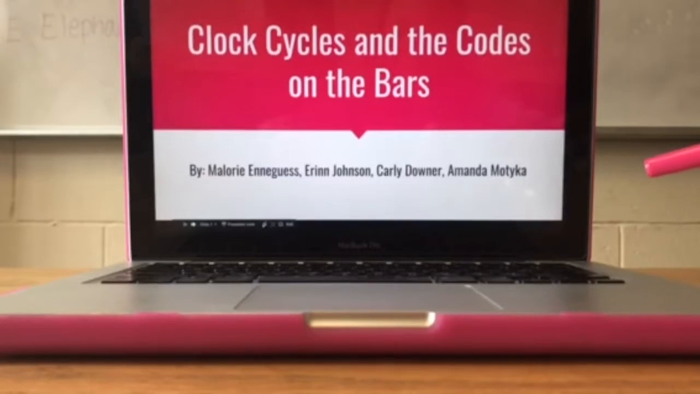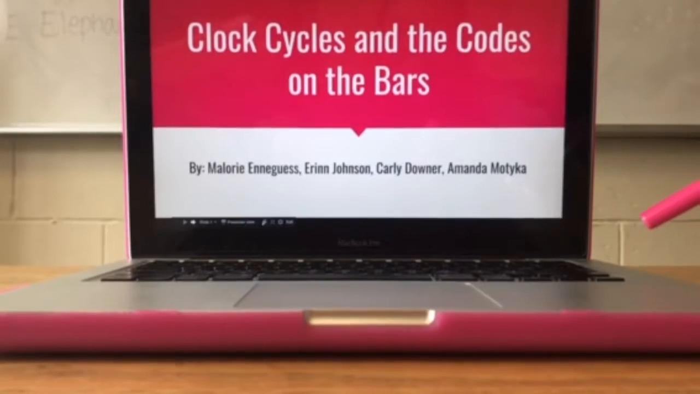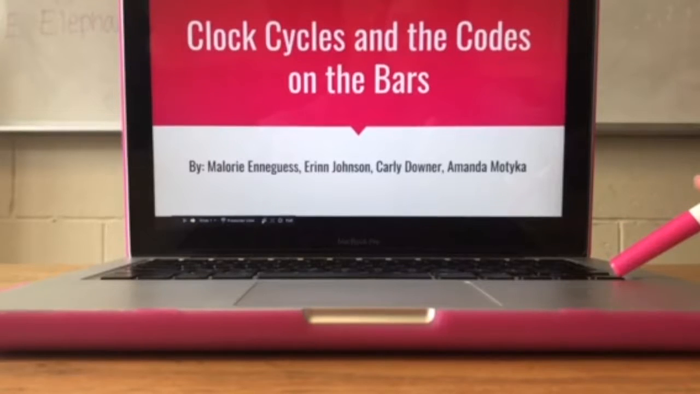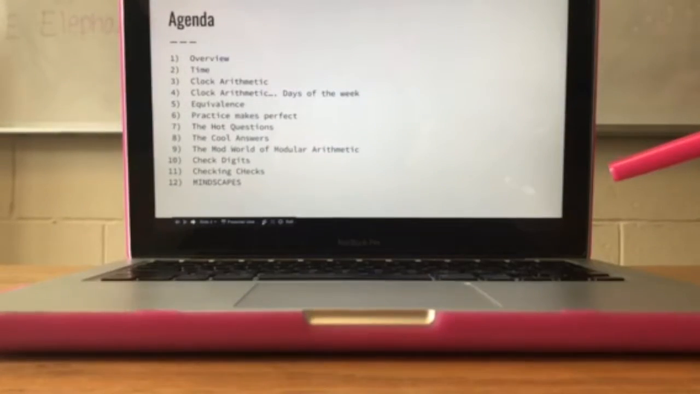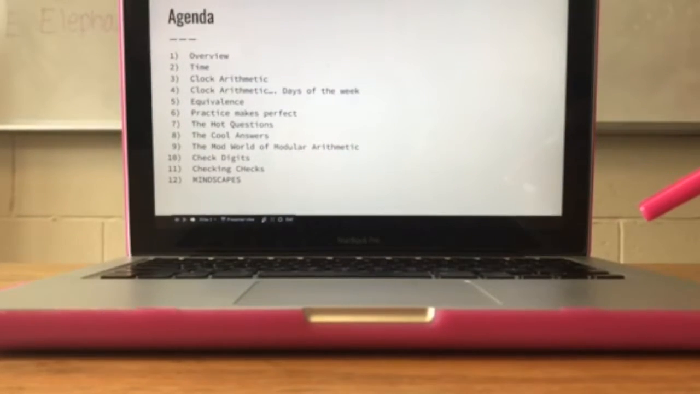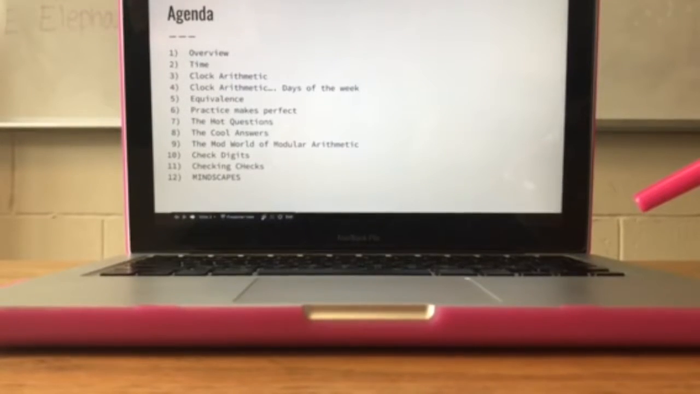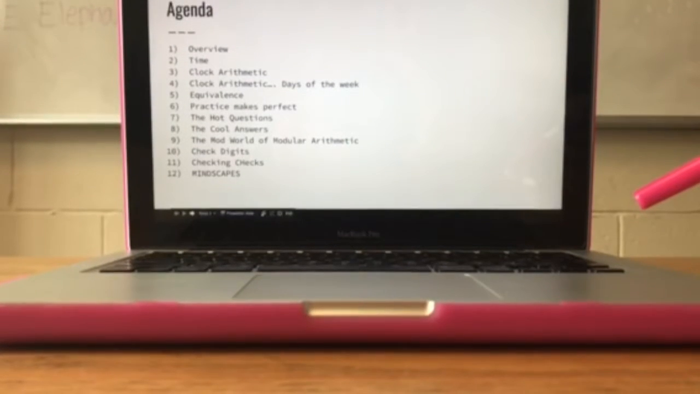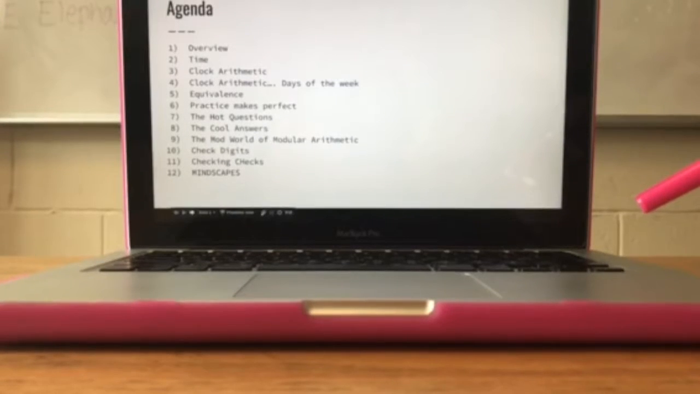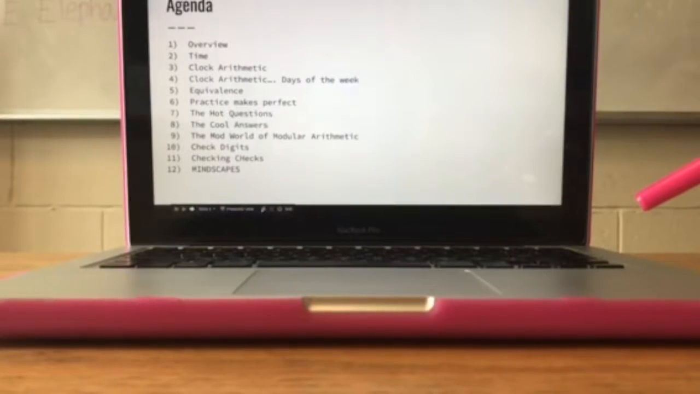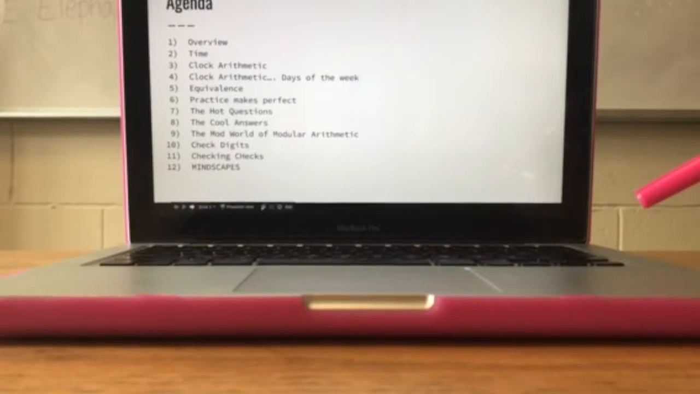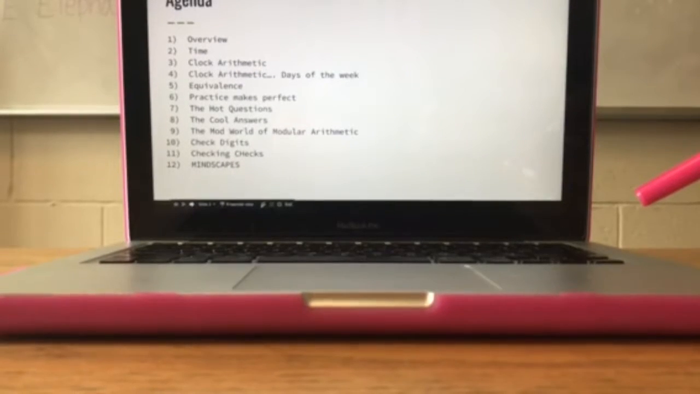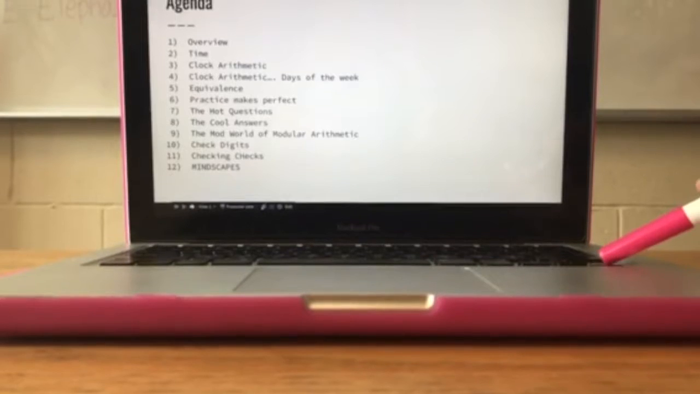So the project we did was on clock cycles and the codes on the bars. It was section 2.4 in the book. The agenda for today is the overview, time, clock arithmetic, days of the week, equivalence, practice makes perfect, the hot questions, the cool answers, the mod world of modular arithmetic, check digits, checking checks, and Mindscapes.